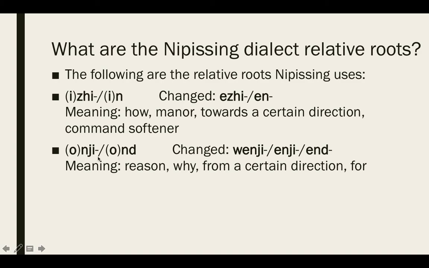Next is nj or nd. Change version is wenje, enje, or end. It means the same thing as the other ones: reason, why, from a certain place, and for, F-O-R.